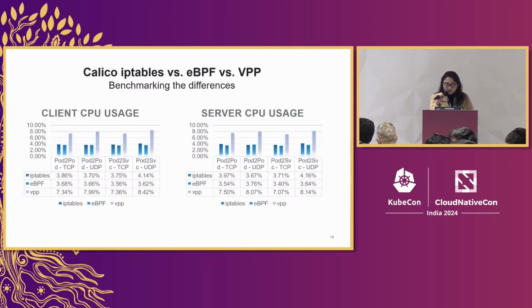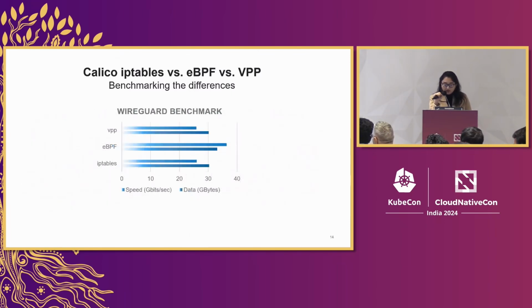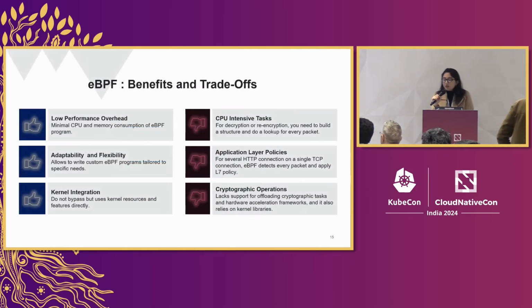So yeah, in terms of CPU usage, VPP is showing the maximum numbers because of continuous polling. VPP has more CPU usage, and eBPF is showing the least numbers. And yeah, we did some WireGuard benchmark as well, and this is how the numbers are. So now we'll discuss in detail the benefits and limitations of all these three data planes.